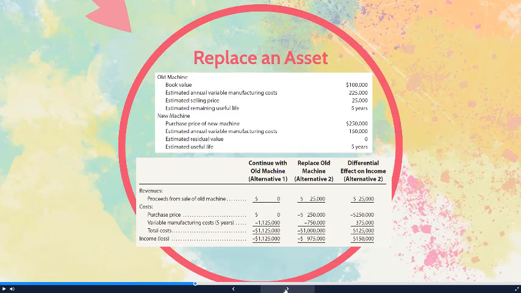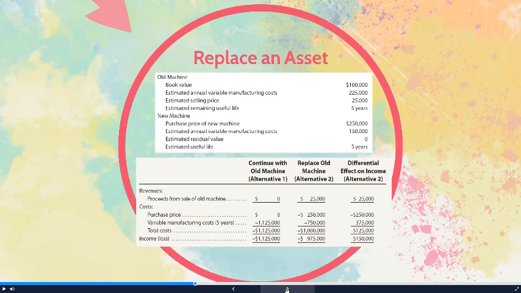Another decision that we can look at is whether we should replace an asset or just continue with our old machine that we're working with currently. And when we look at this decision, we again prepare these very simple income statements that show the differences in these alternatives. First, let's look at if we decide to continue with this old machine. We would not have any cash coming in from a sale because we're going to keep it. Then we'll look at the costs associated with it.